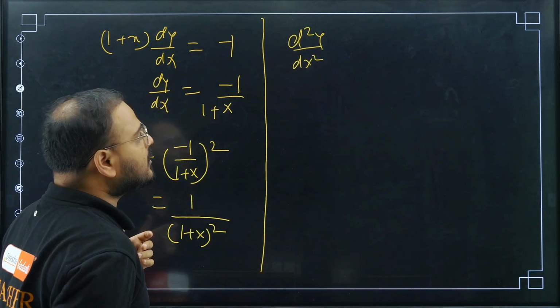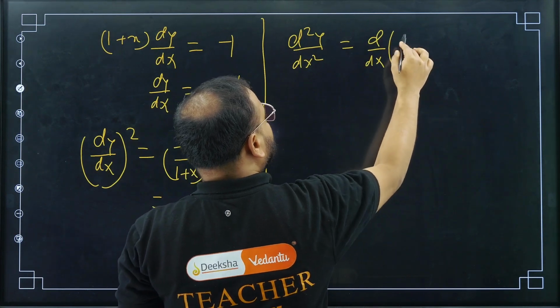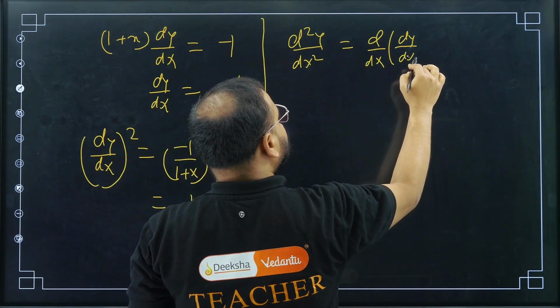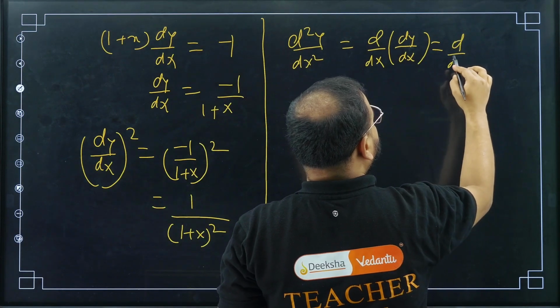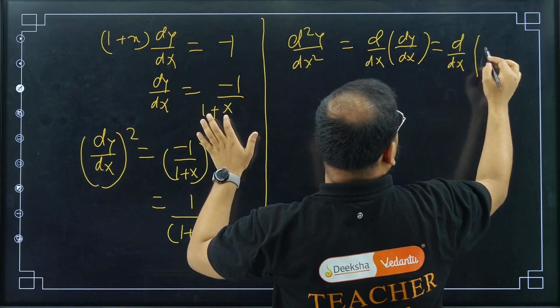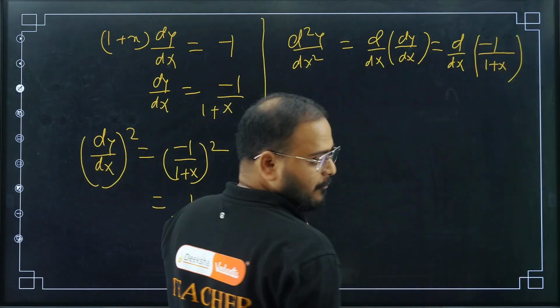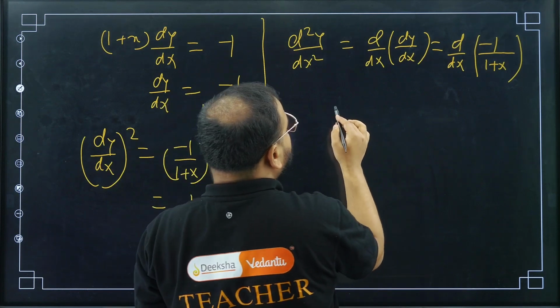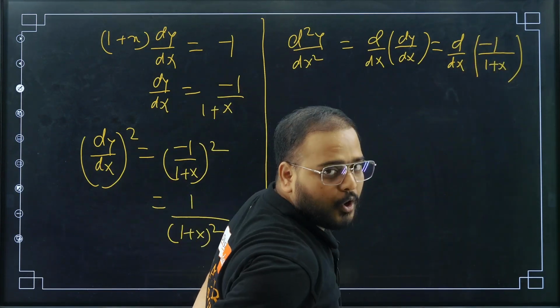I told you how to do it. Simply, it is d by dx of the derivative dy by dx. How much is that? Check here, this part: minus 1 upon 1 plus x. Let's do it over here. What I'm going to get from this differentiation? What rule do I have to use here? Quotient rule.